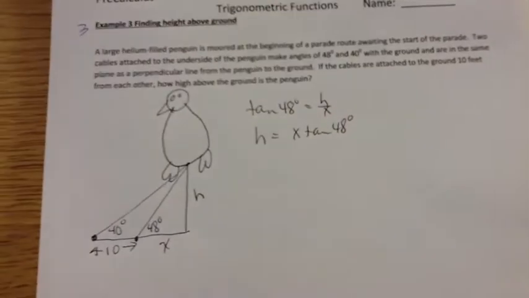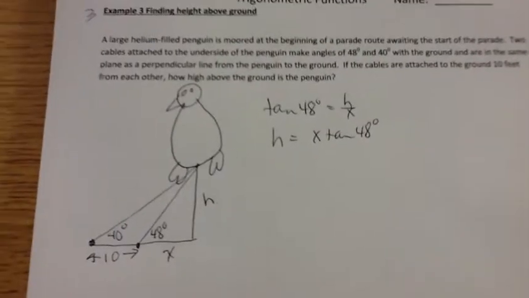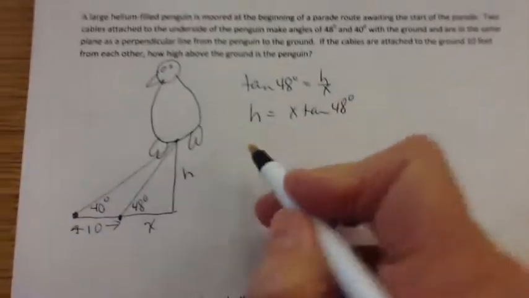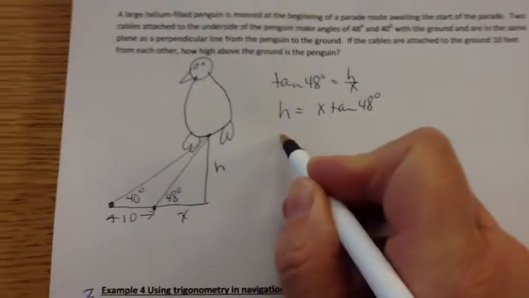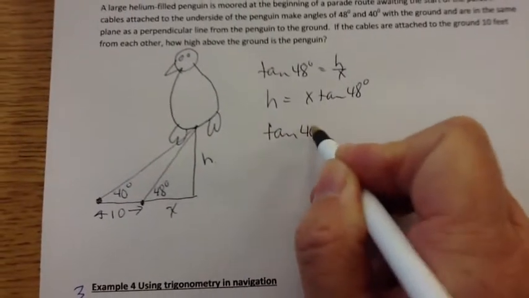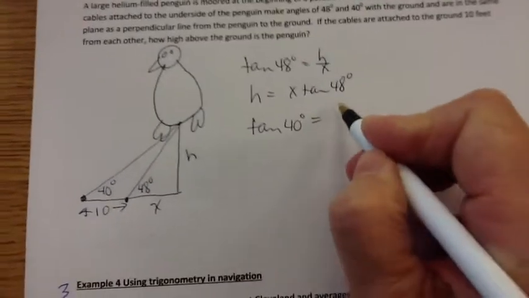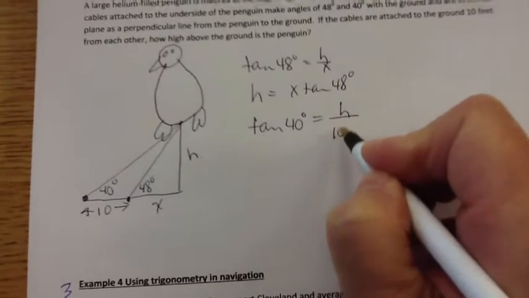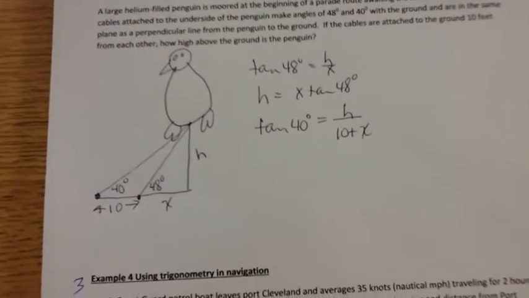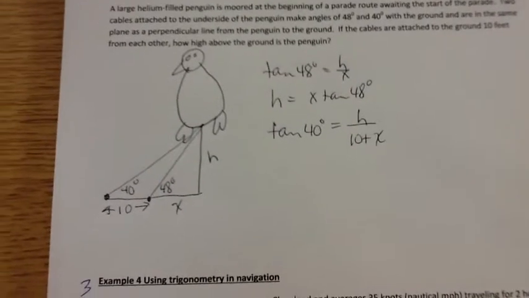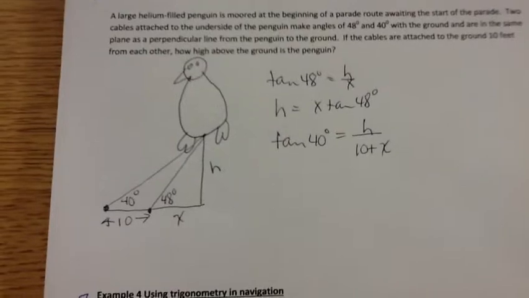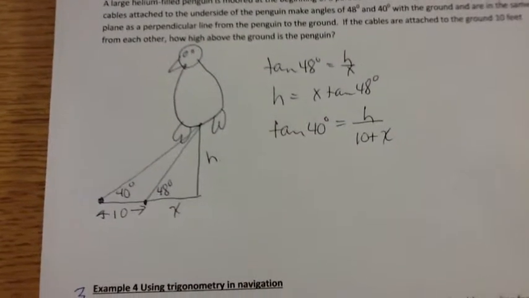I'm going to solve for h, which is x times the tangent of 48 degrees. Okay. That doesn't help me too much because I now have 2 variables, and I need to find some other information. So let's look at the larger triangle. The tangent of 40 degrees is going to be h over 10 plus x. So what I could do is solve for h, or I could put in the fact that h equals x tangent of 48.